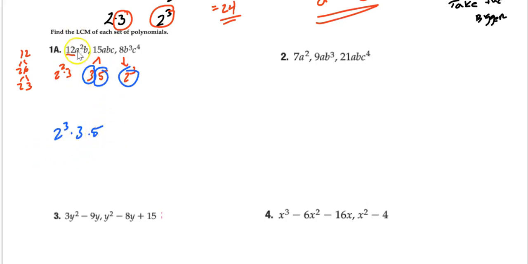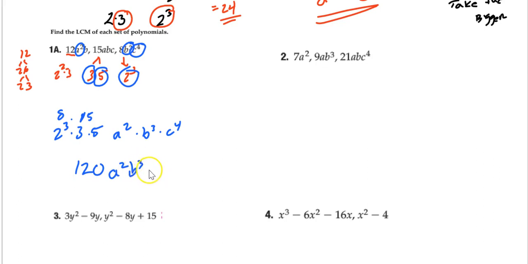For the variables, again, we take the same concept: take one of each, and if there are two, take the higher one, so a squared. They all have a b, and this is the biggest one, b cubed. And there's two c's, and you take the bigger one, c to the fourth. So that's the answer. I can make it a little prettier. This is 15, this is 8. 8 times 15: 2 times 30, 30 times 4, 120. A squared, b cubed, c to the fourth. That's the idea.